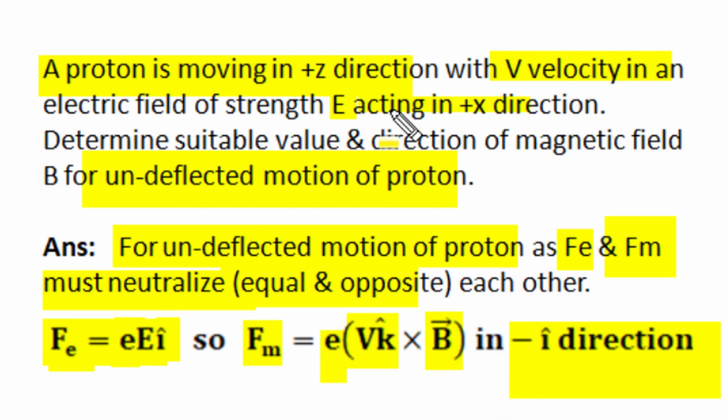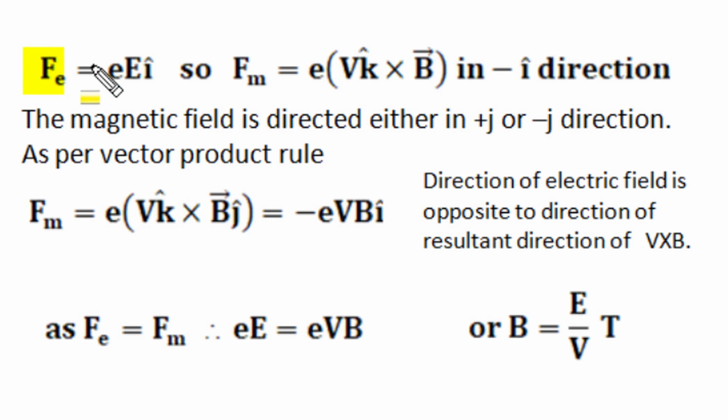And as per our theory, this magnetic field must be perpendicular to both electric field and velocity. That means it is either in plus j direction or minus j direction. So the electric force on the proton charge is in plus x direction, so the magnetic force must be in minus i cap direction, and it is q v cross B, and B must be either in plus j cap or minus j cap direction.